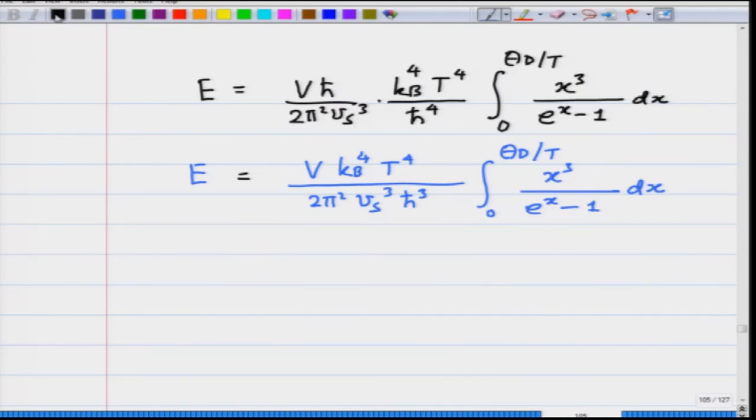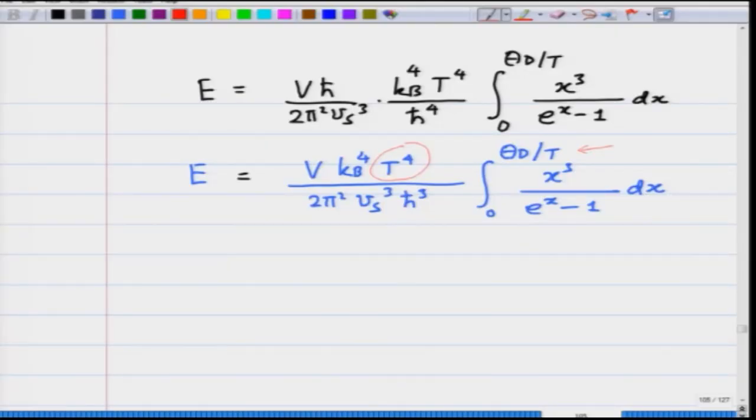Notice that there is a term here proportional to T raised to 4. If this theta d over T was not there, this is reminiscent of Stefan's law for phonons, where the energy comes out to be proportional to T raised to 4. There the uppermost limit, because the number of modes is infinity, so the proportionality is exactly T raised to 4. Here there is slightly more complication, but in appropriate limits you will see that the law becomes exactly like Stefan's law.